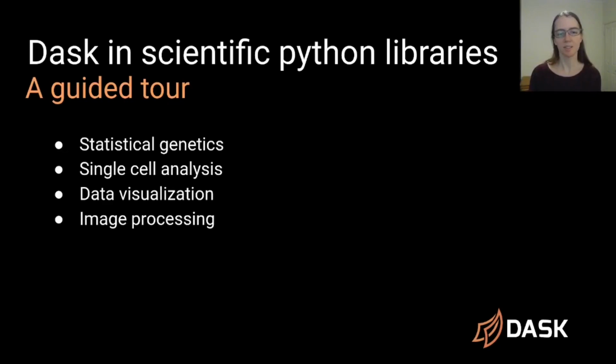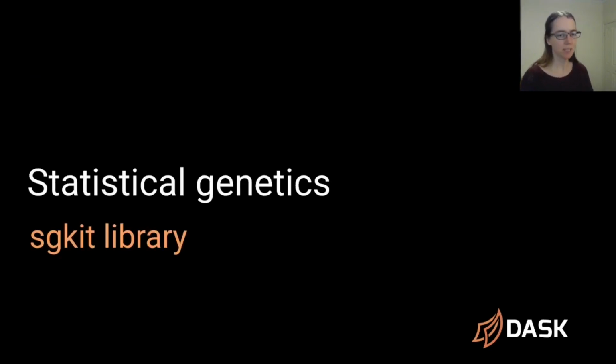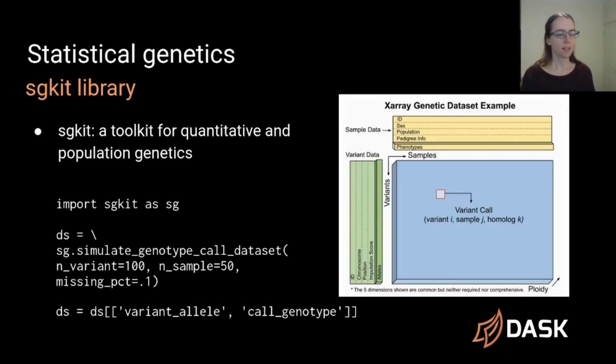So we're going to touch on a wide variety of scientific fields for this tour and spend a short time on each. The first stop on our tour is the field of statistical genetics. SGKit is a general purpose toolkit for quantitative and population genetics. Now, this is a field with extremely large datasets. It's not uncommon to see data from hundreds of thousands of individuals with millions of variant markers genome-wide.